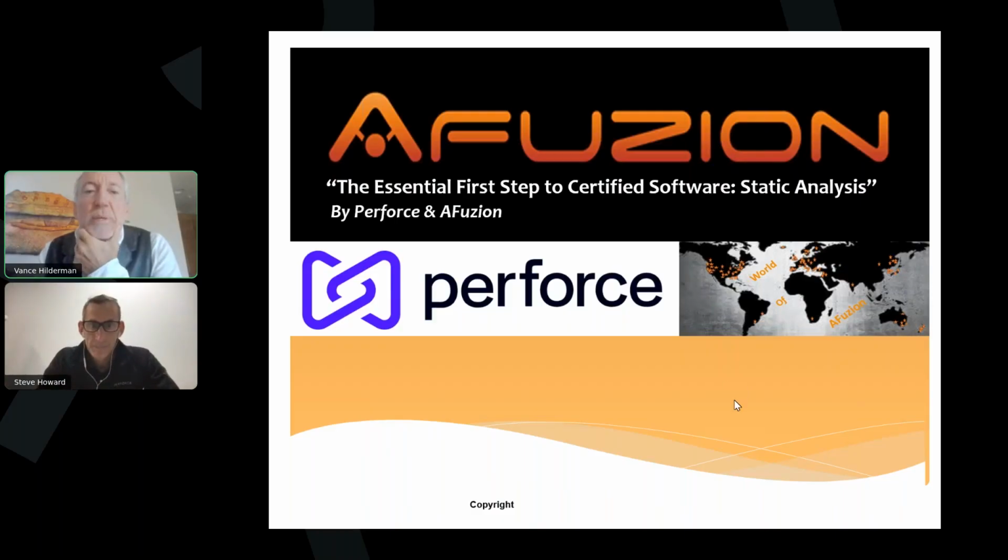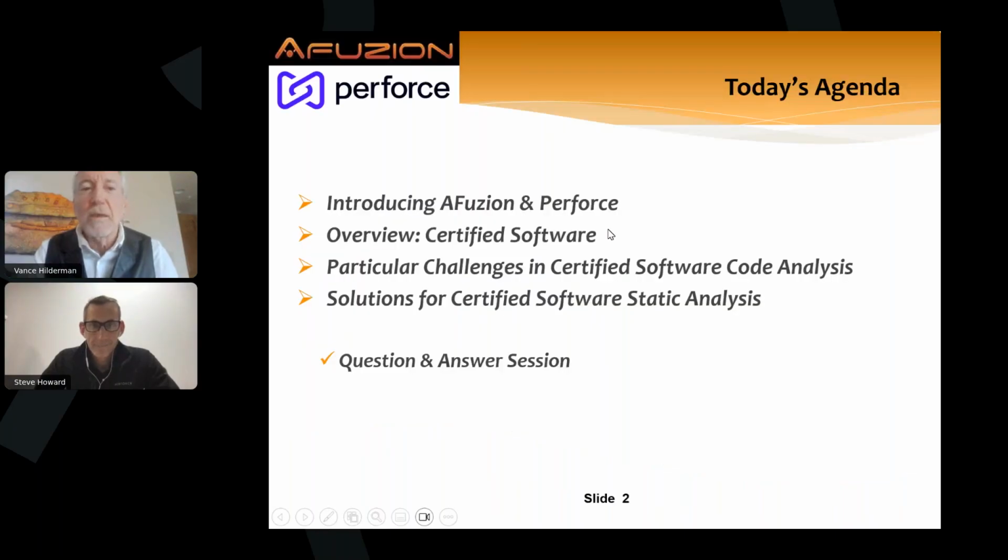So with that, let's begin the essential first step to certified software, and that's aviation, automotive, nuclear power, rockets. This iPhone, is it critical? Help, fire. Now it is. So critical software, all software is critical. We're going to have a quick introduction and then a 5-minute overview of certified software. Then we're going to talk with particular challenges and solutions by Mr. Howard from Perforce for certified software code analysis and static analysis, and then go into our question and answer session.